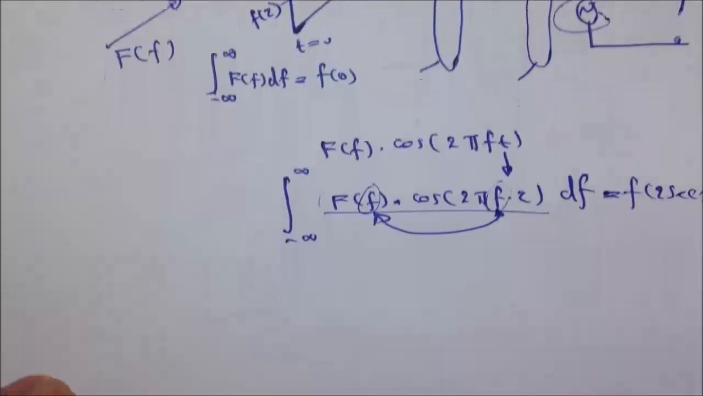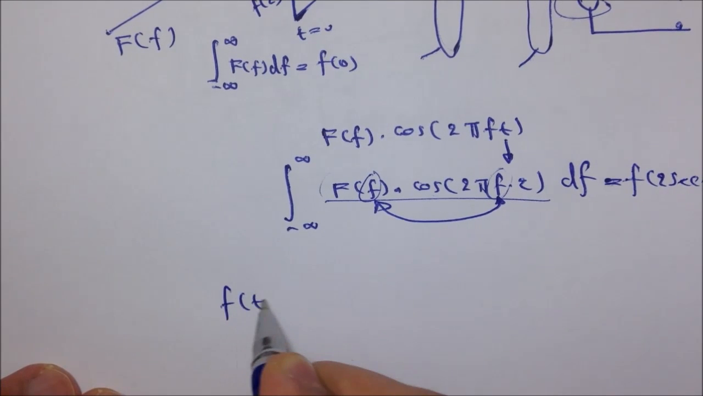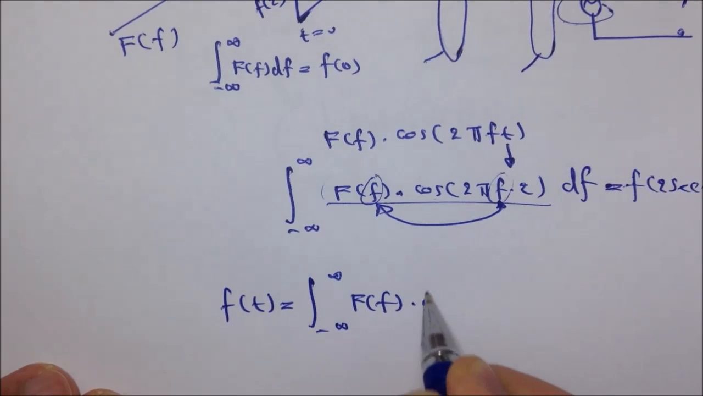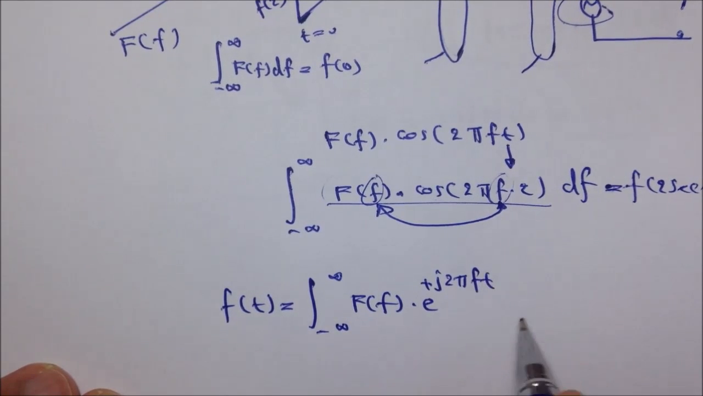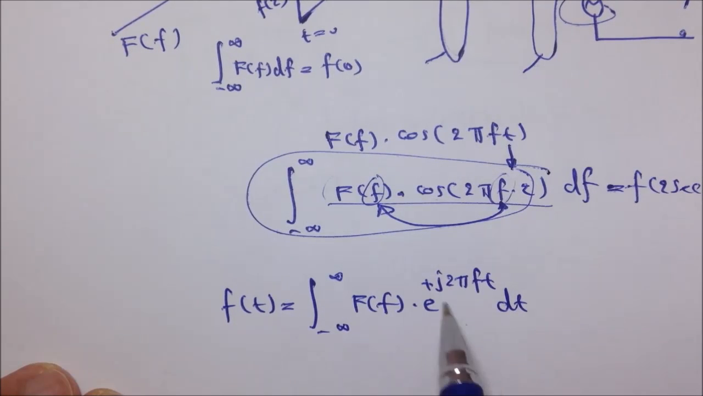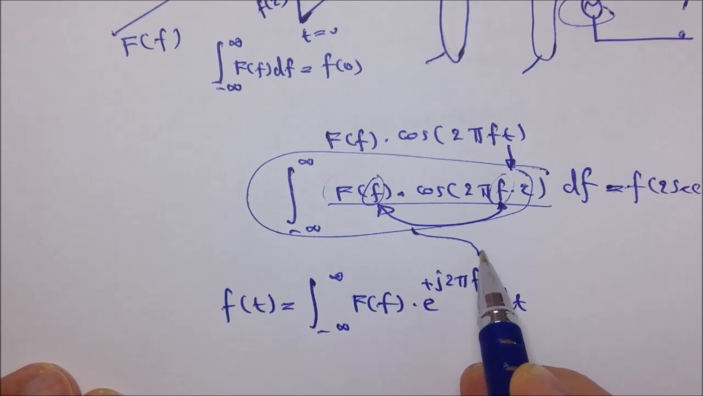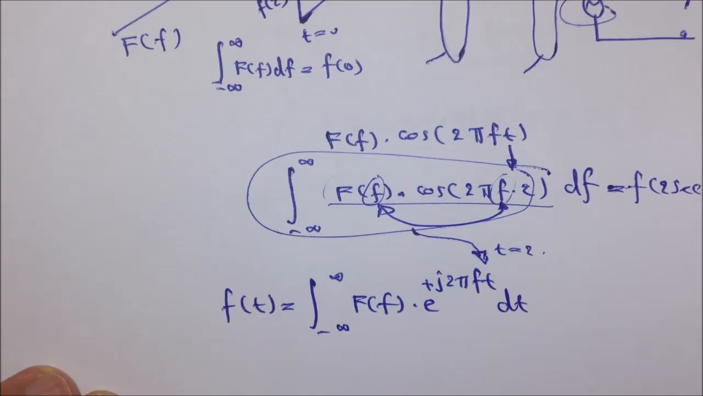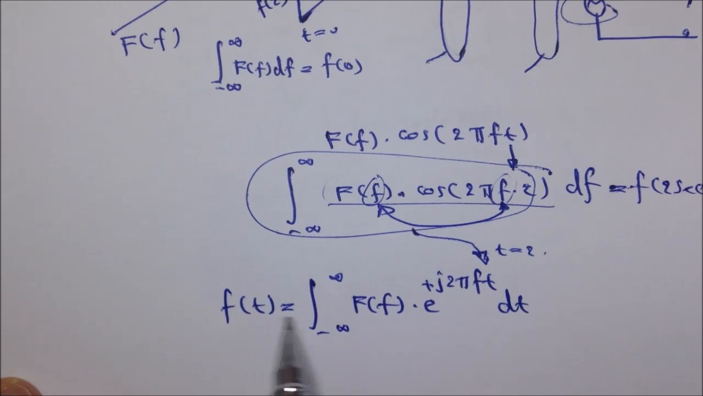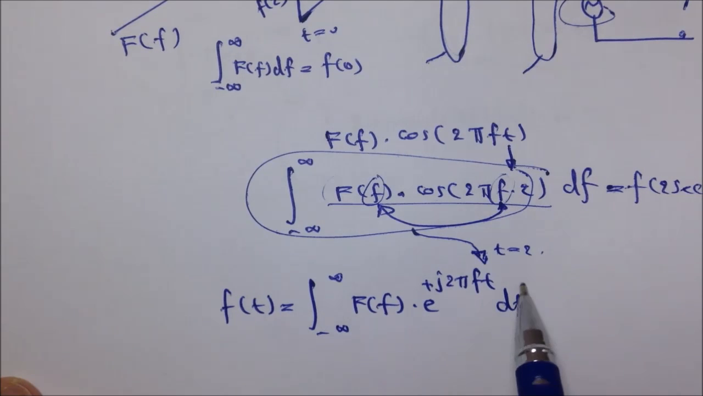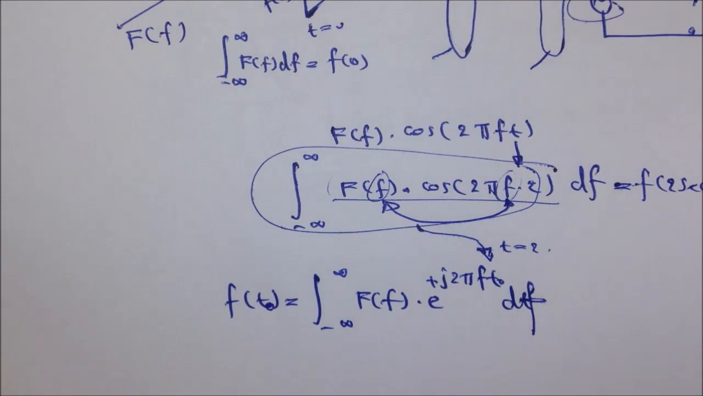Now, if you check the formula of the inverse Fourier transform, which was f of t equals the integration from minus infinity to infinity of F of f e to the plus j 2 pi f t df, you will find that the formula we got earlier is just a copy of this one with t equals 2 seconds. So f of 2 seconds equals the integration of F of f e to the plus j 2 pi f times 2 df. We can say this is valid as well for any other point, say t naught.